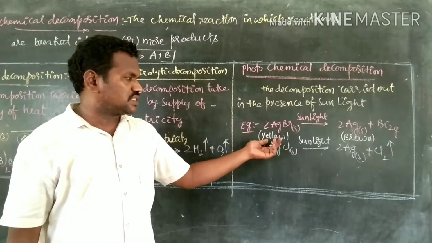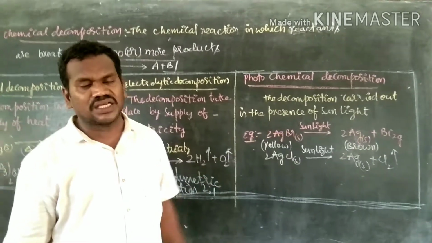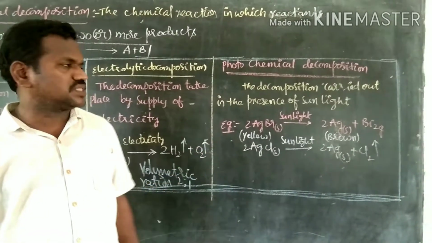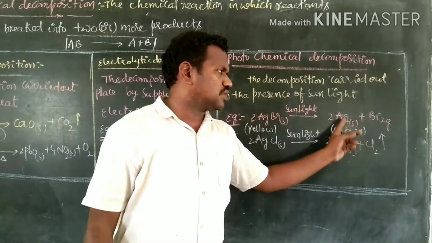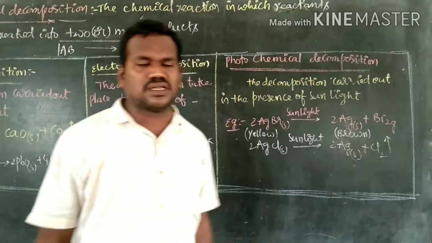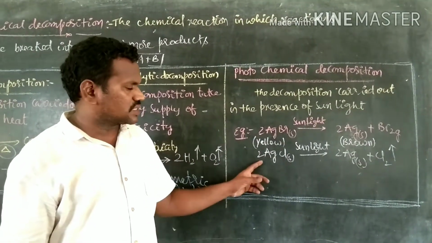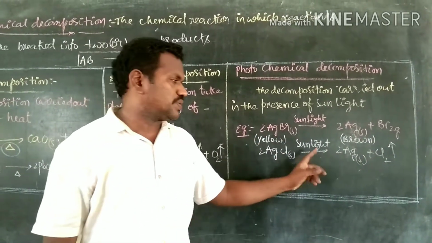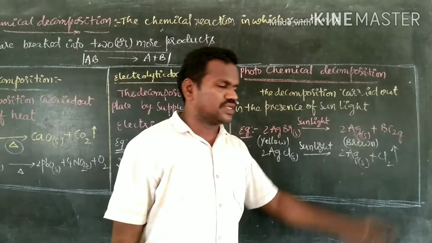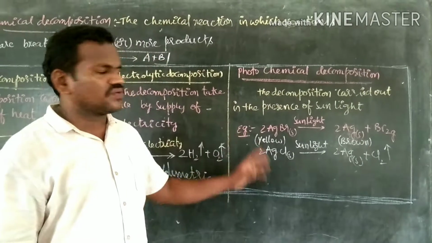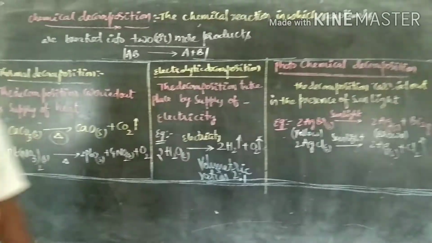Example, we take a small quantity of light yellow colored silver bromide in a china dish or otherwise a watch glass. If you put it in the sunlight, then it is converted into brown colored silver as well as bromine. So this is one example of a photochemical reaction. Like that only, silver chloride in the presence of sunlight is also converted into silver as well as chlorine. Let us discuss all of these by using different kinds of activities.